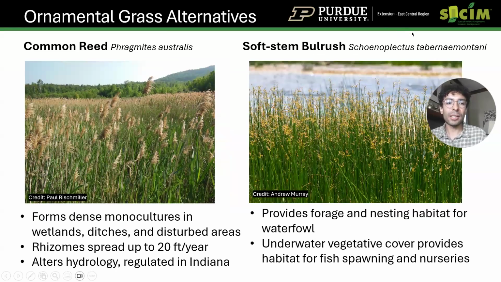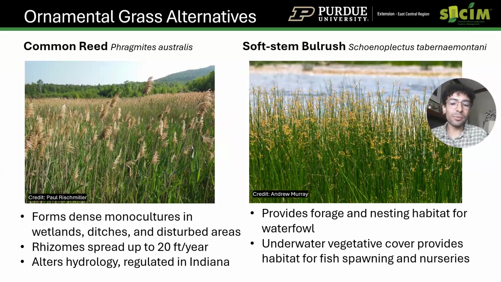And then one more grass alternative. This is really more for wet areas. So this is kind of maybe a preview to the pond clinic coming up later in our lineup later this summer. So one really common escapee is the common reed. It's forming really dense monocultures, as you can see in this photo, in wetlands, ditches, floodplains, disturbed areas. It really can take over pretty rapidly.